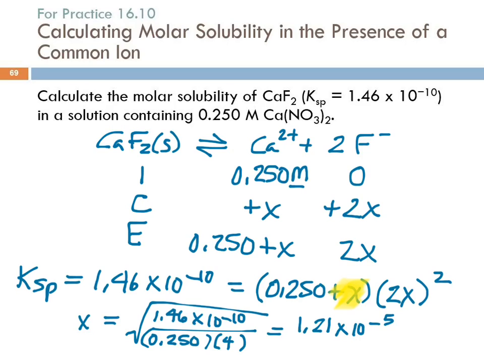So that's the molar solubility of calcium fluoride in this solution that already has calcium ion in it. The calcium ion causes the equilibrium to shift and causes the calcium fluoride to be less soluble. Any questions? Pardon me? Indeed? Good.